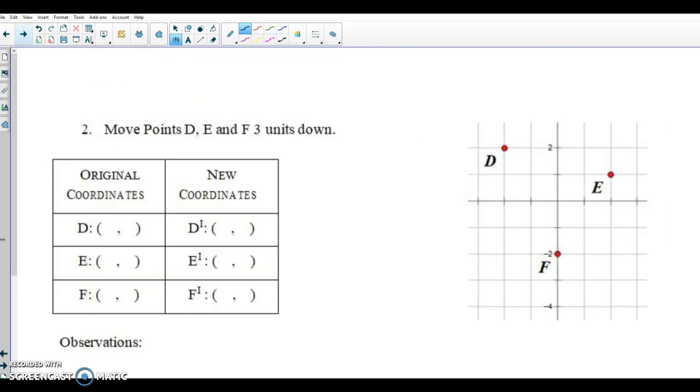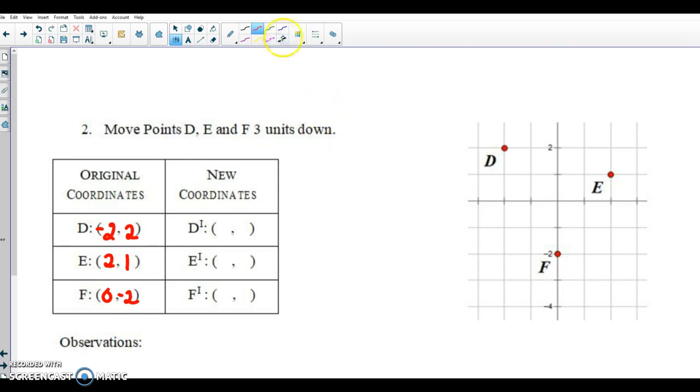Okay, hopefully you started to look and you're starting to see some things. Let's see if your predictions work. So now we have a different set of 3 points. We have D, E, and F. So let's go ahead and write down the original coordinates for them. So D is -2, +2. E is +2, 1. And F is 0, -2.